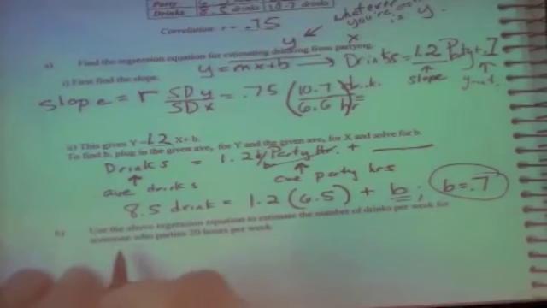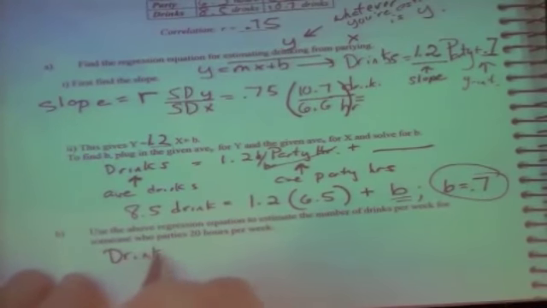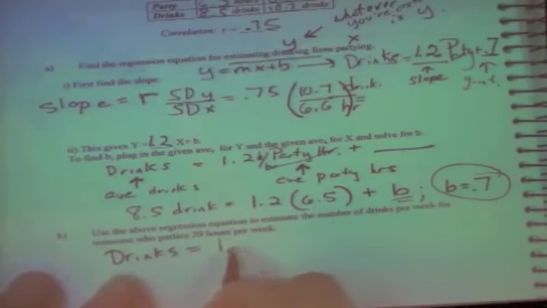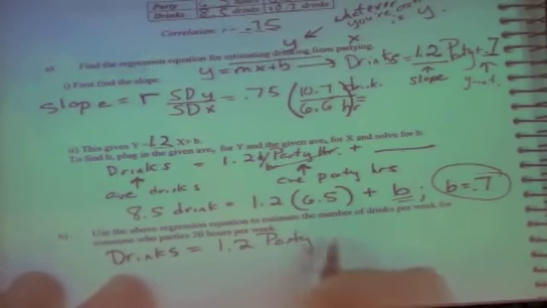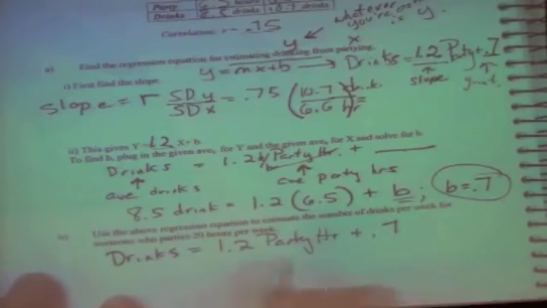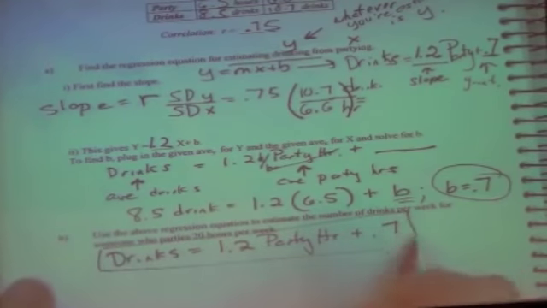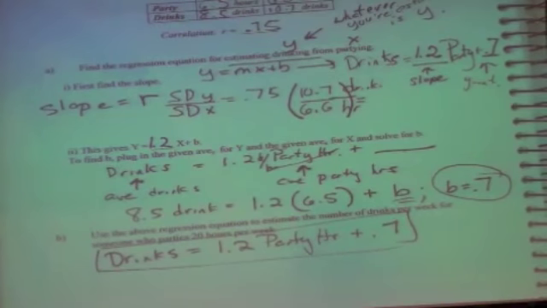So let's write our regression equation. The number of drinks equals 1.2 times your number of party hours plus 0.7. Okay? That is your equation. Any questions on that? And now let's see, what did we do last time? We plugged in 20 on page 101, and we got 24.91, 25. Let's see if we get the same thing.